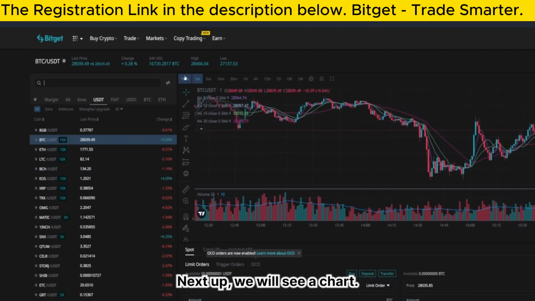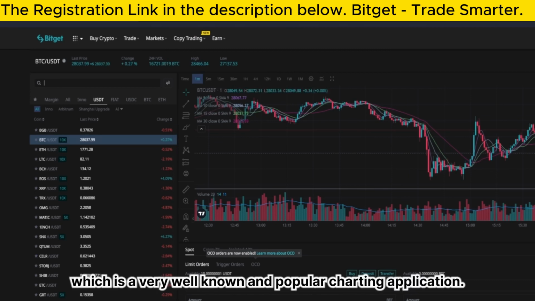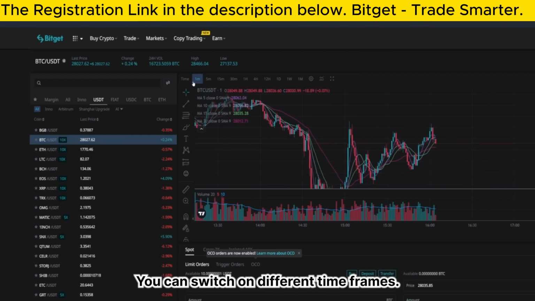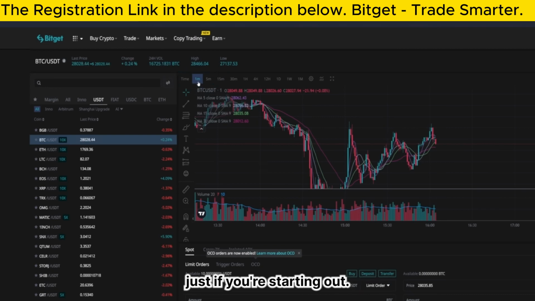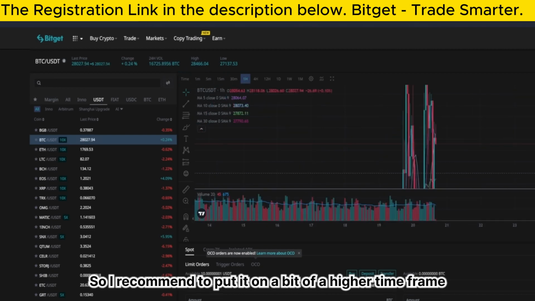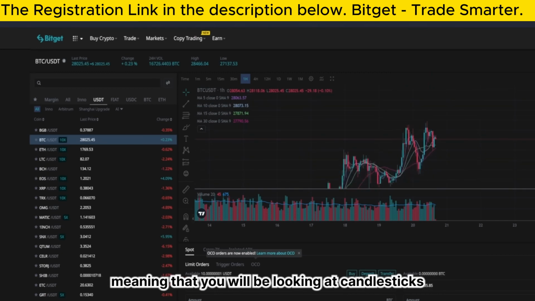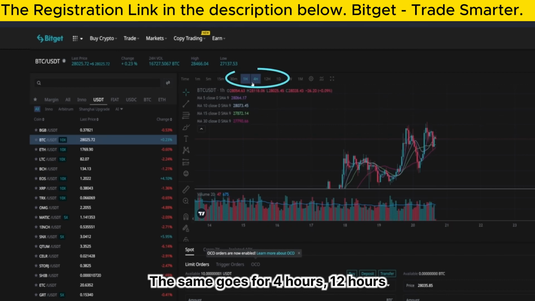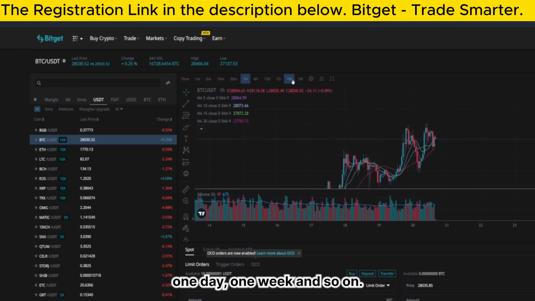Next up, we will see a chart. This chart is sponsored and integrated from TradingView, which is a very well-known and popular charting application. You can see the price action live and switch between different time frames. Currently this is set on 1 minute, which might be a little challenging if you're just starting out. So I recommend putting it on a higher time frame, meaning that you will be looking at candlesticks that took 1 hour to complete. The same goes for 4 hours, 12 hours, 1 day, 1 week, and so on.